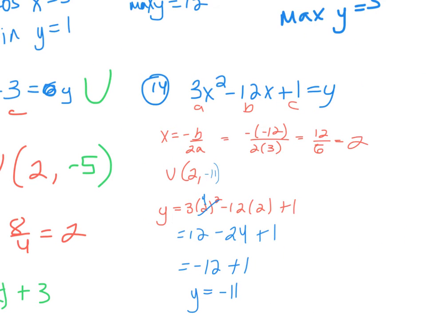My axis of symmetry is at x equals 2. And do I have a maximum or a minimum? A minimum, because this opens up, and it's at y equals what?